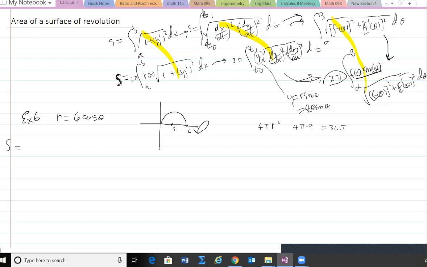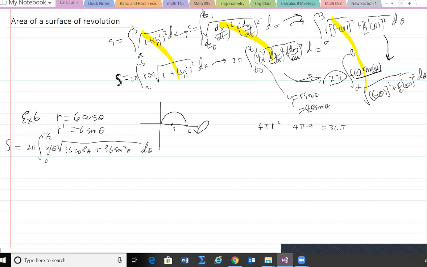Okay, so our surface area will be 2 pi, and we want the distance to the x-axis, so we're going to have y of theta times the square root of 36 cosine squared plus 36 sine squared. That's since the derivative, remember, r prime would be minus 6 sine theta. So when you square it, you get the disappearance. And we're going from 0 to pi over 2, so the negative disappears in there.